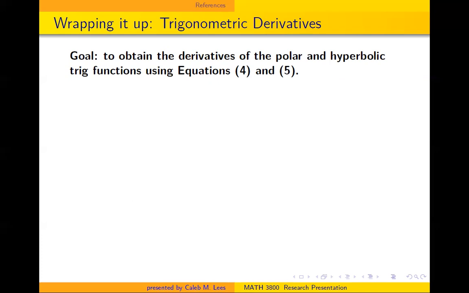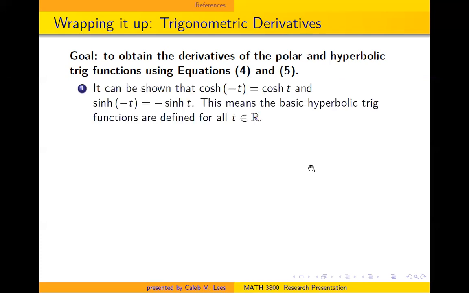And we're going to start by moving on from t as an area representation. So it can be shown that basically cosh t is even and sinh t is odd. Okay, the authors show precisely why this is. So this means that you can take any point in the XY plane and relate it to the first quadrant, right? So you can take sinh of negative t and turn it into negative sinh of regular t. So this means that the basic hyperbolic trig functions are actually defined for all t in R, okay?